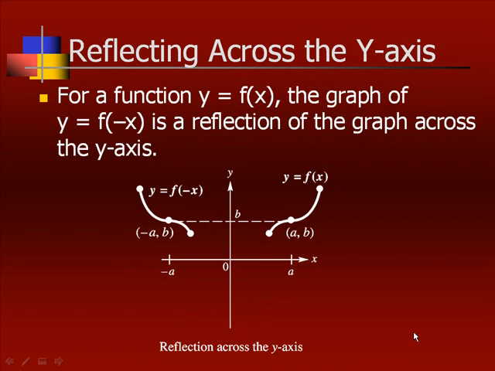For a reflection across the y-axis, we're going to change the sign on the x value. So for the function y equals f of x, the graph of y equals f of negative x is a reflection of the graph across the y-axis.